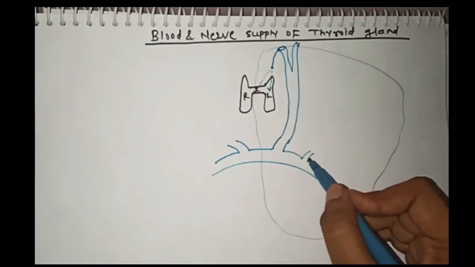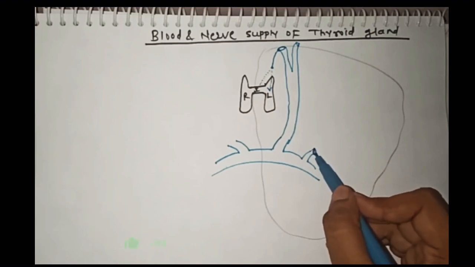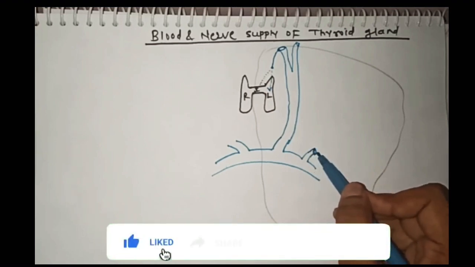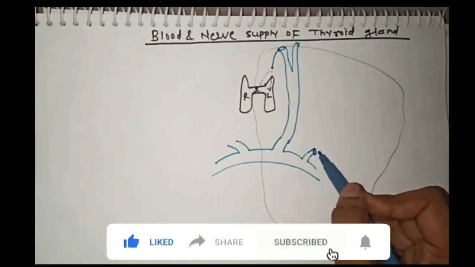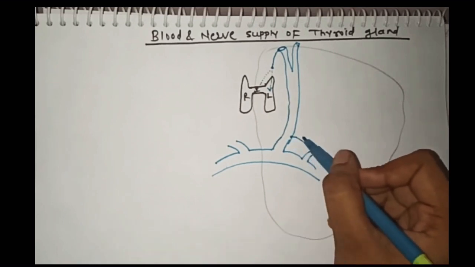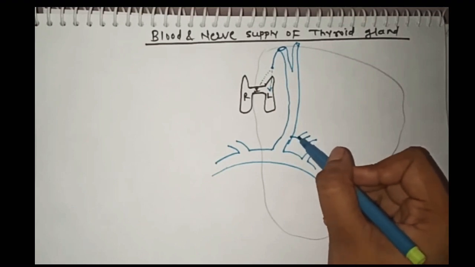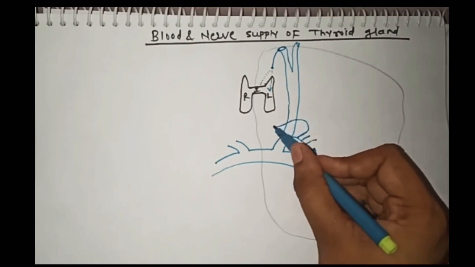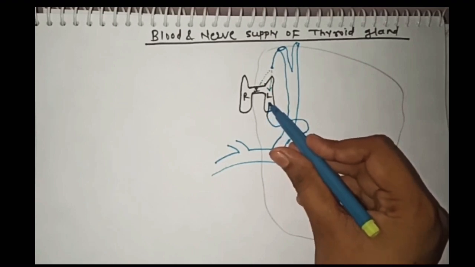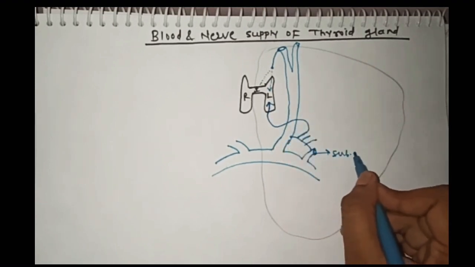Then this is the subclavian artery. From the subclavian artery, the thyrocervical trunk comes out. From the thyrocervical trunk, three branches arise. Out of these three branches, the one which supplies the lower portion of thyroid gland is known as the inferior thyroid artery.